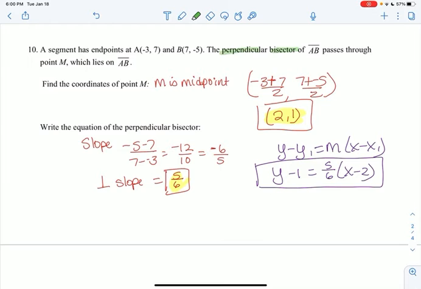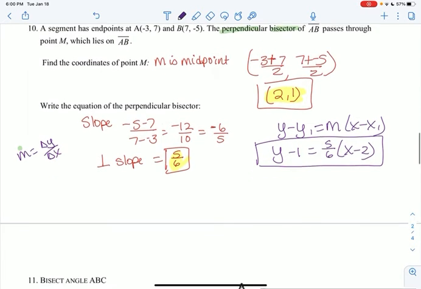So the next part is to find the slope. The slope, remember, is just your change in y over the change in x, meaning you're going to subtract the y's, that goes on top, negative 5 minus 7, and subtract the x's, 7 minus negative 3, that goes on the bottom.